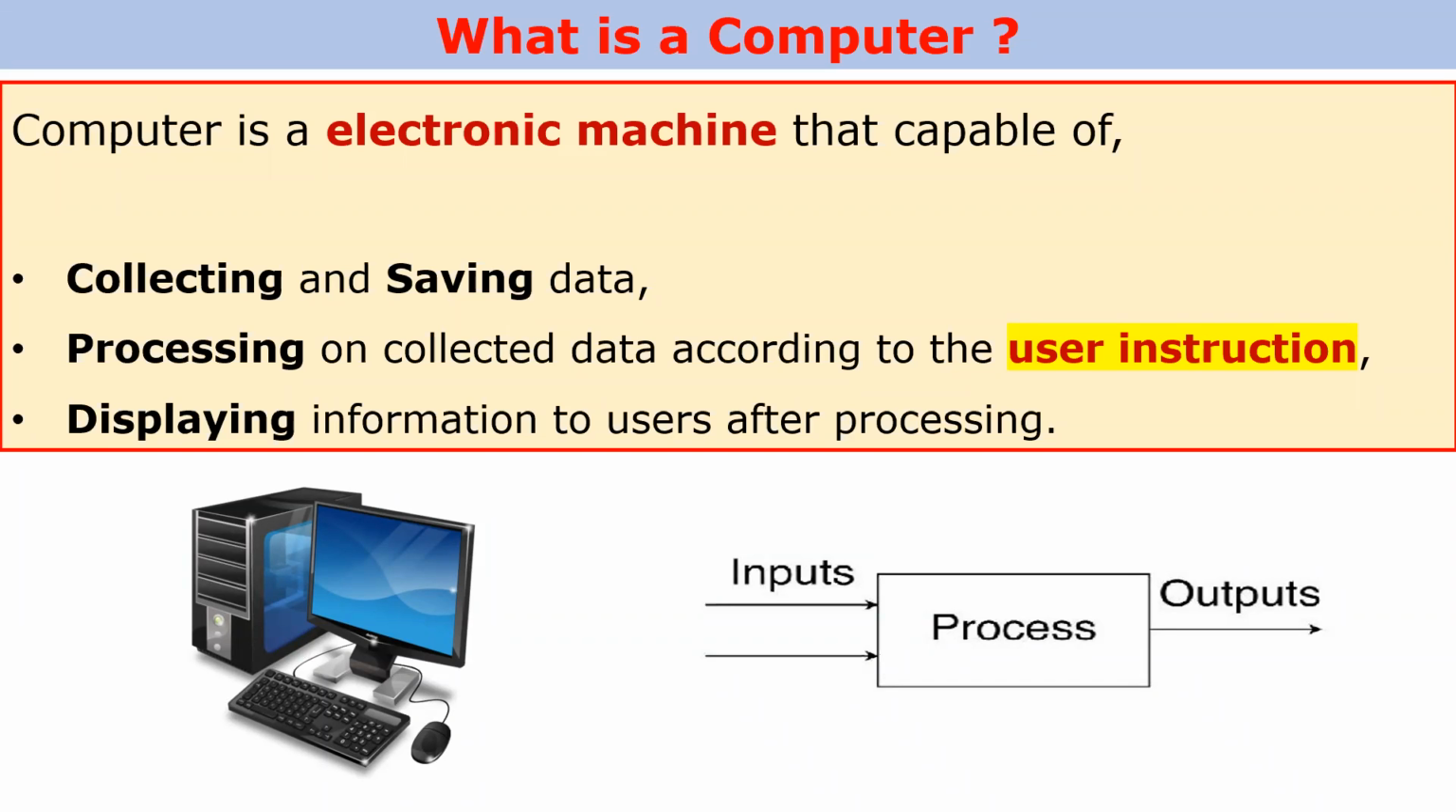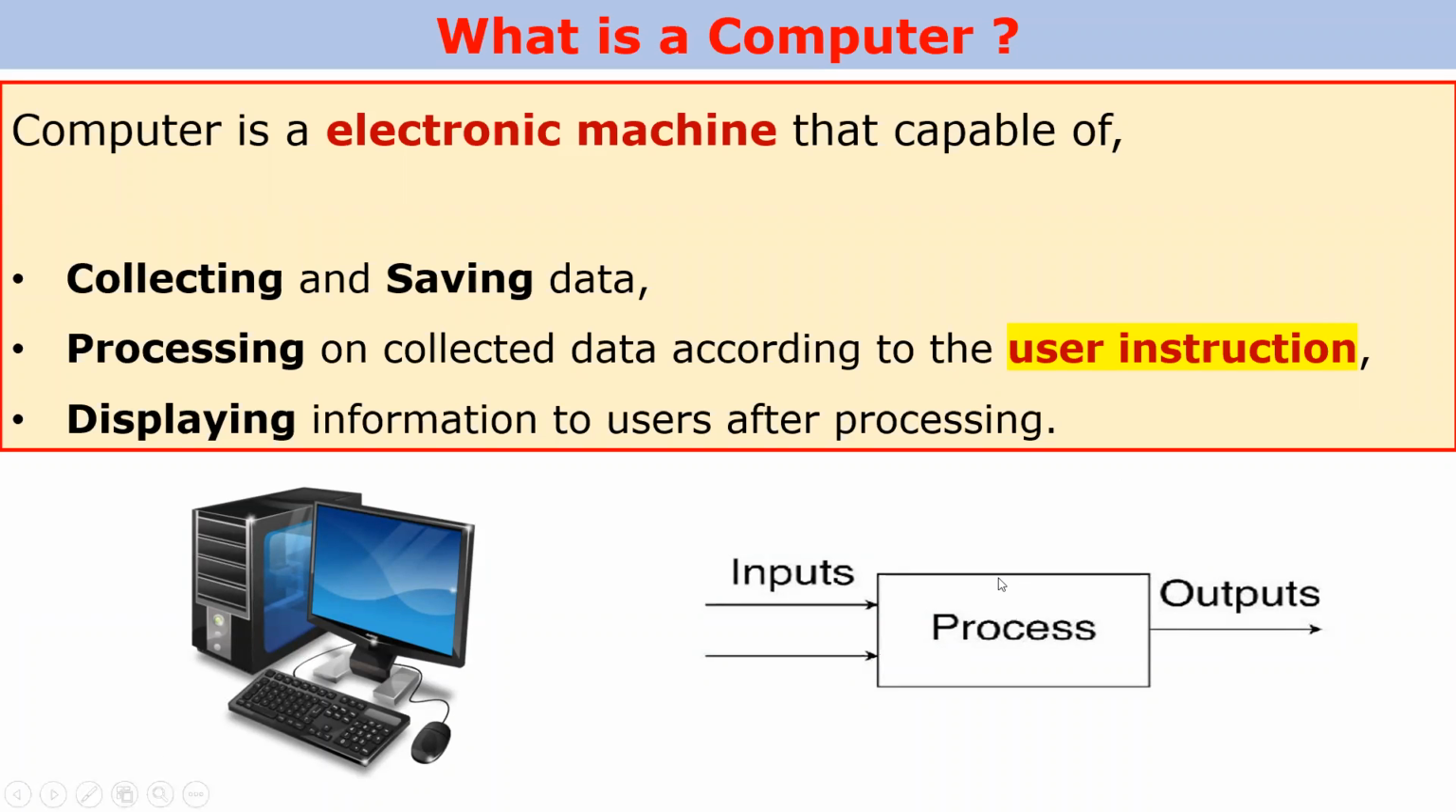The third point is, after processing, the computer is able to give the result to the user, display the result to the user. That's the third important point. Whatever machine you find that is able to do these three operations is called a computer. Right? Look at the diagram below, not the image.